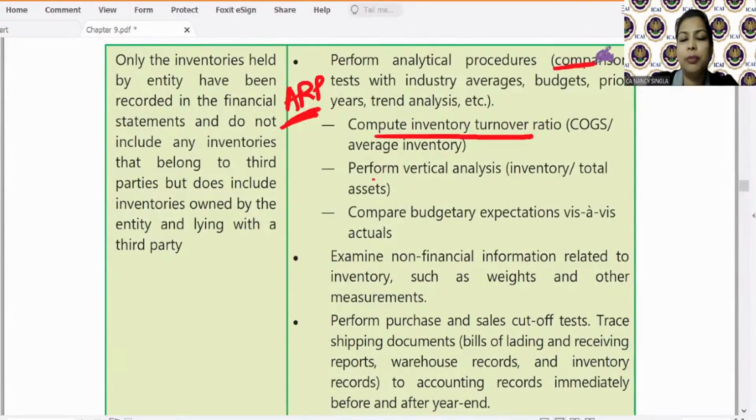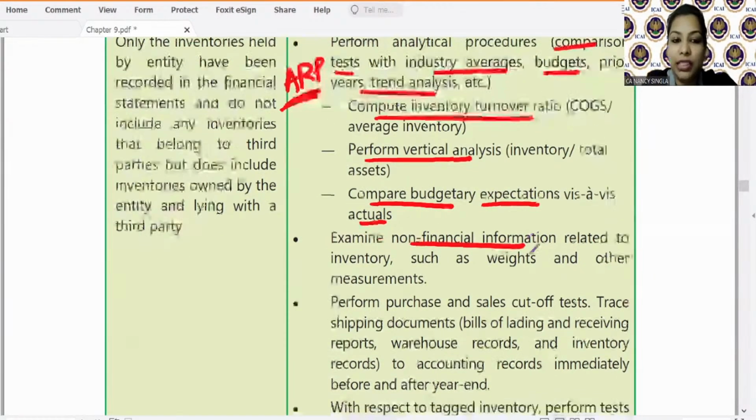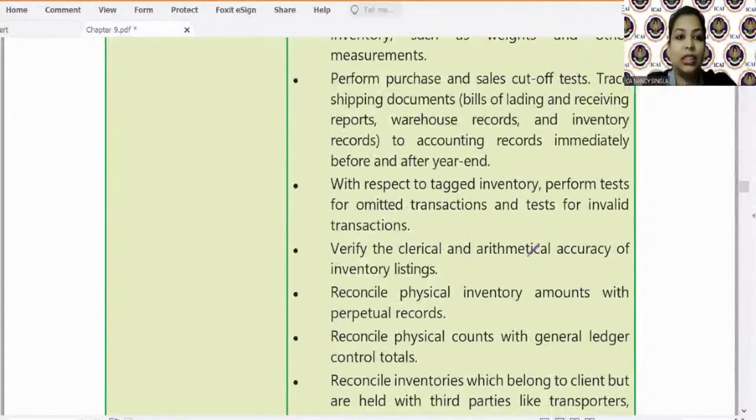First of all, the auditor will perform various comparisons with industry averages, budgets, trend analysis. He'll compute an inventory turnover ratio. He'll perform vertical analysis. I hope, Kanhaiya, now vertical analysis is clear. Compare the budgetary expectations with the actuals. Non-financial information like weights and other measurements he can also consider, right?